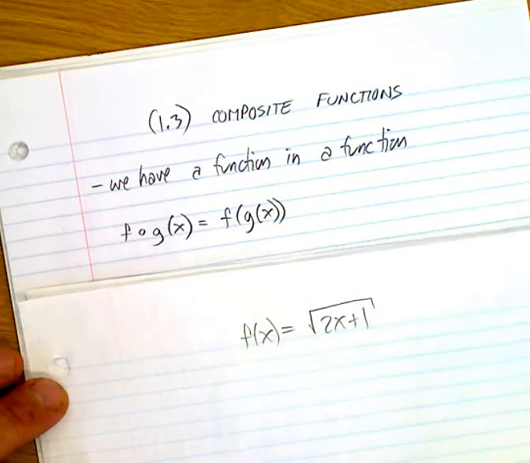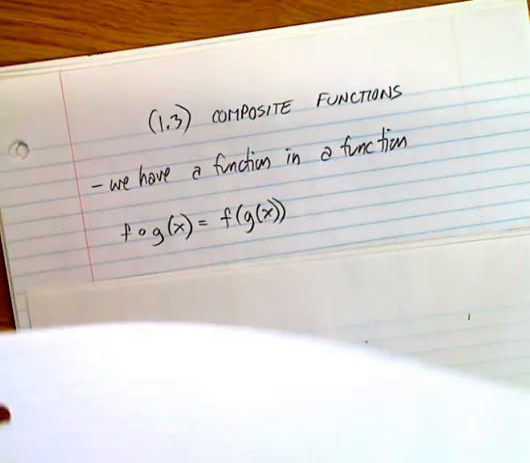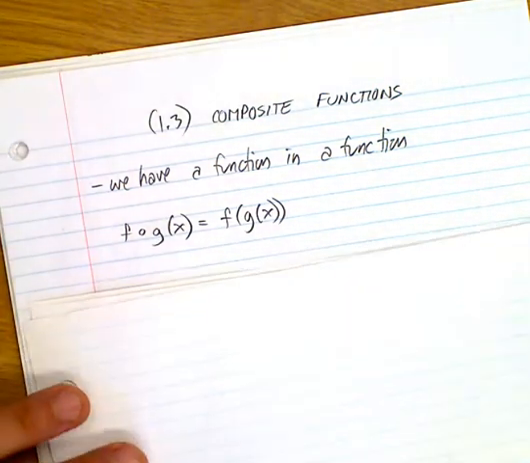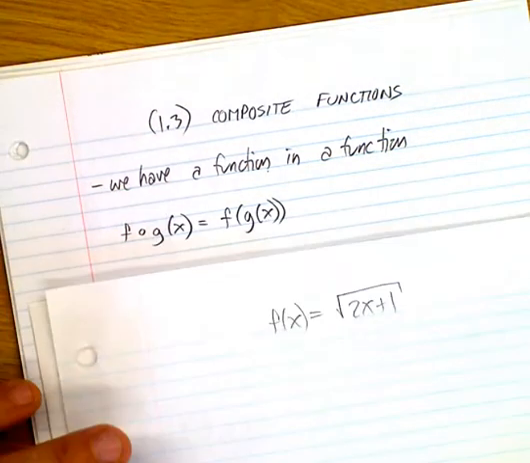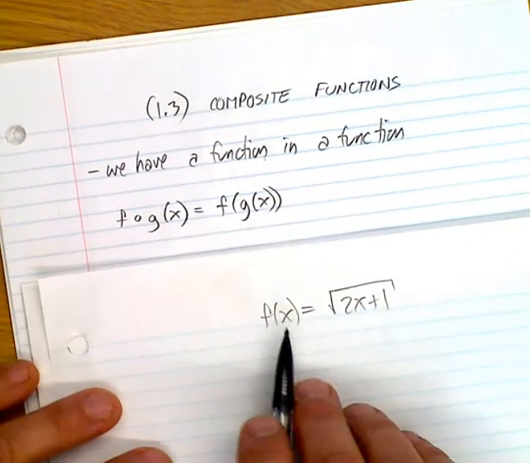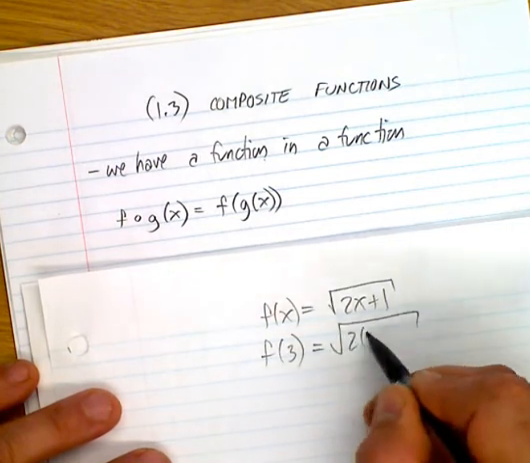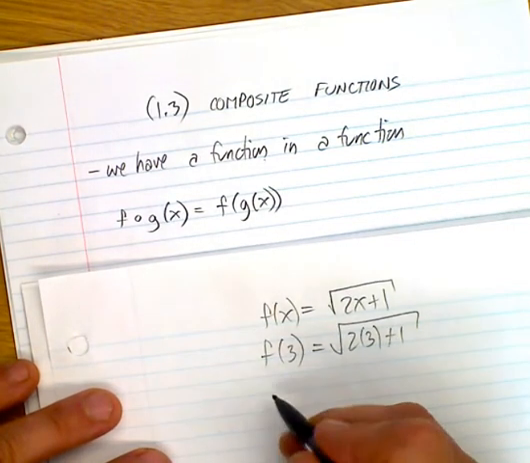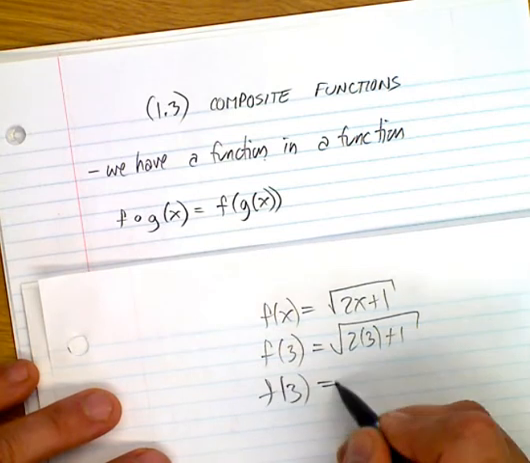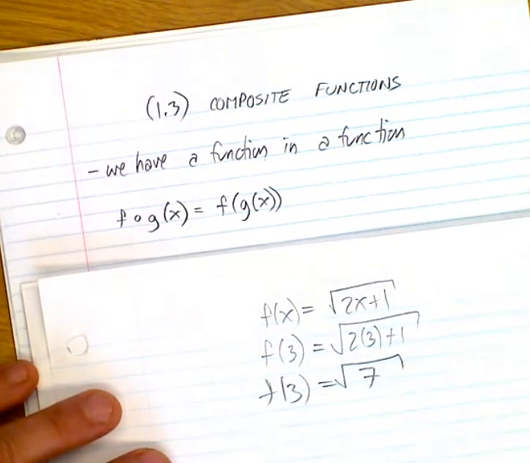Well, what does that mean? Okay, let's take a look. Hopefully you know this is function notation here. If I said x was 3, what you would do is put a 3 in for x, right? And you could actually solve this. f of 3 would be the square root of 7. There you go. That's it.